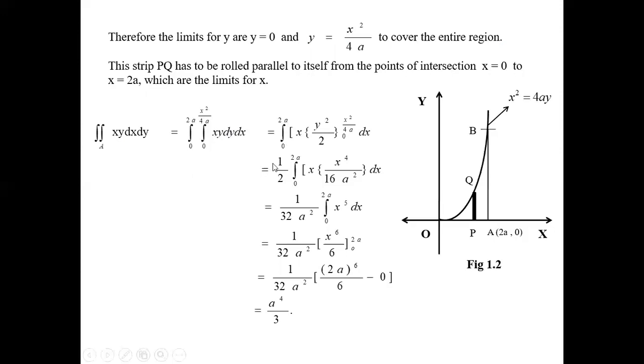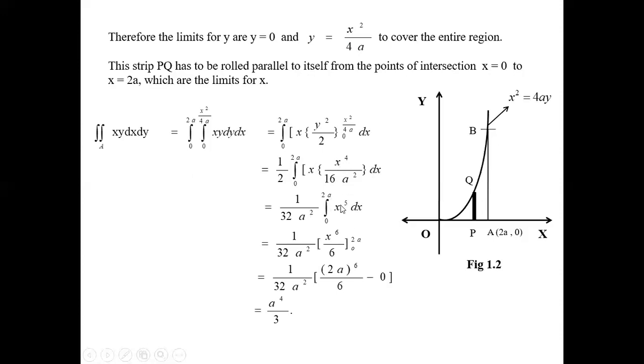Then you get this value is equal to 1 by 2 taken outside. Integral from 0 to 2a x into this is x square. Y square is replaced by x square upon 4a. That becomes x square square is x raised to 4. Then you are having 4a square is 16a square. Then you have to integrate this with respect to x. Then this becomes 16 into this 2 is equal to 32. This a square you can take outside as a constant. Then integration from 0 to 2a, this becomes x to the power 5 into dx.